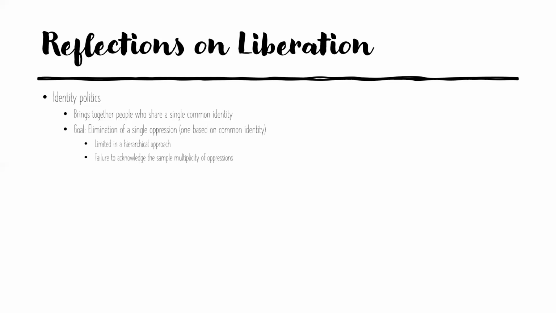And leading to the next point, failure to acknowledge the multiplicity of oppressions. So when we think about intersectionality, right, we talk about intersectional oppressions typically with women of color, and even with men of color, there are these experiences of gendered racism. This intersectional oppression is not only based on gender, it's also based on race. And so with identity politics, it's basically saying you can only pick one or the other.